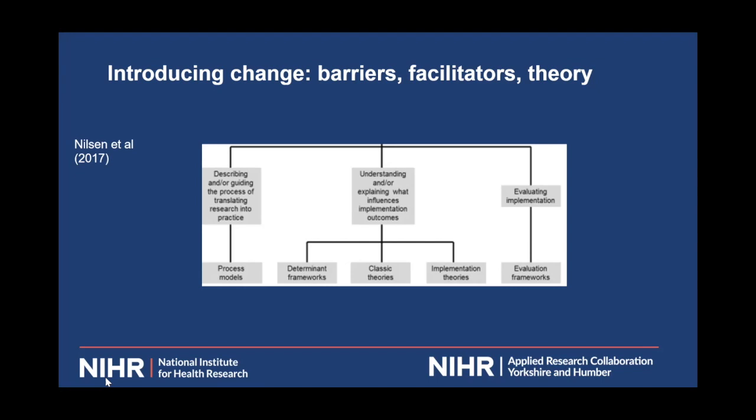In 2017, Nielsen et al. published the diagram we see on this slide. It provides a way to understand the different theoretical approaches used in improvement projects. As you can see, some approaches use theory to describe or guide the process. Others to understand what factors influence implementation success, and others to help guide evaluation. In focusing on barriers and facilitators, this session provides an example of a determinant framework. An example is provided on the next slide.